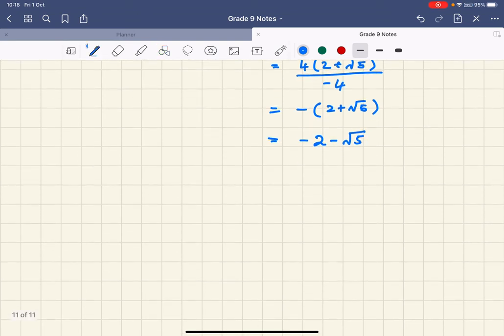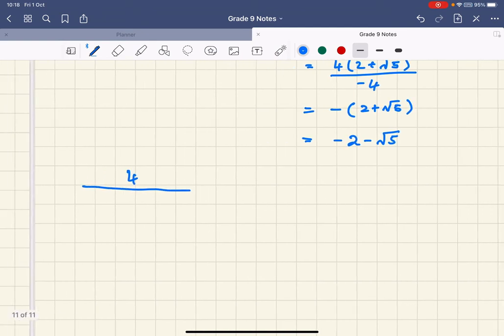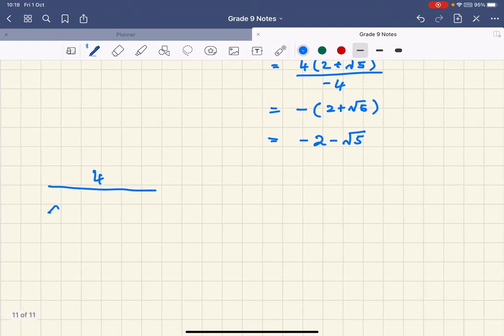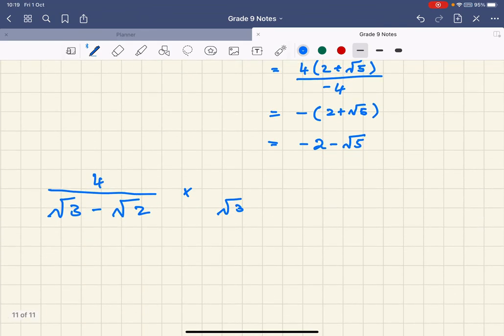Let's do one that involves 4, and I'm going to divide all of that by root 3 minus root 2. Now I'm going to multiply this by root 3, and you see what I did here is I had this plus here. I'm going to put this root 3 plus root 2. If you want to pause the video and have a look at how you're going to do this, you can do this yourself and check that you get the right answer. And of course I've got root 3, root 2 on the top.